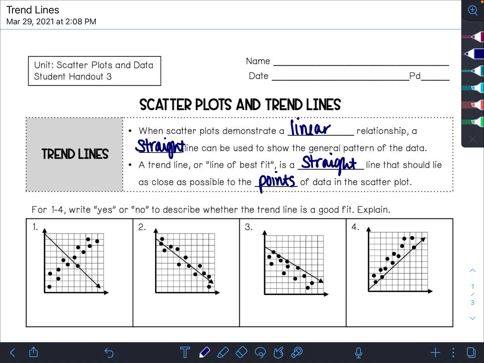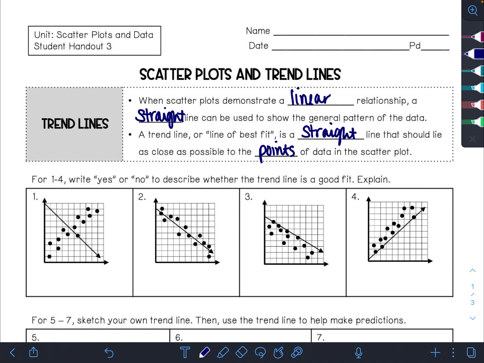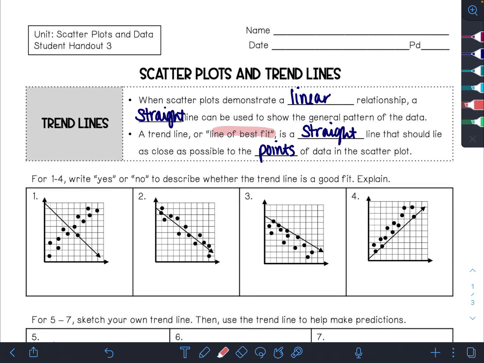So for a continuation of the scatter plot stuff, we're going to start looking at trend lines, trying to make predictions from our scatter plots. When a scatter plot demonstrates a linear relationship, a straight line can be used to show the general pattern of the data. A trend line or line of best fit, so you will hear that being used often.